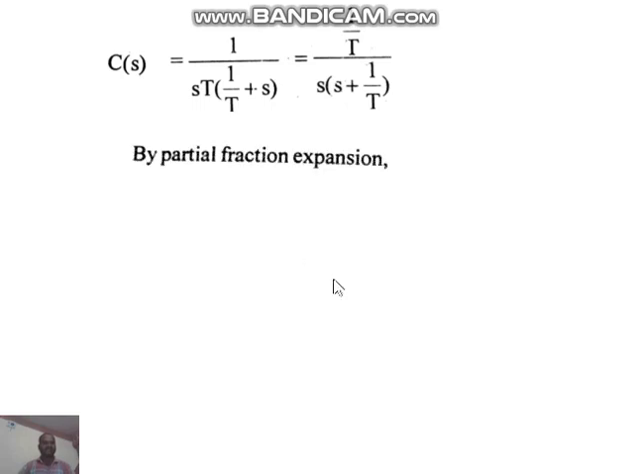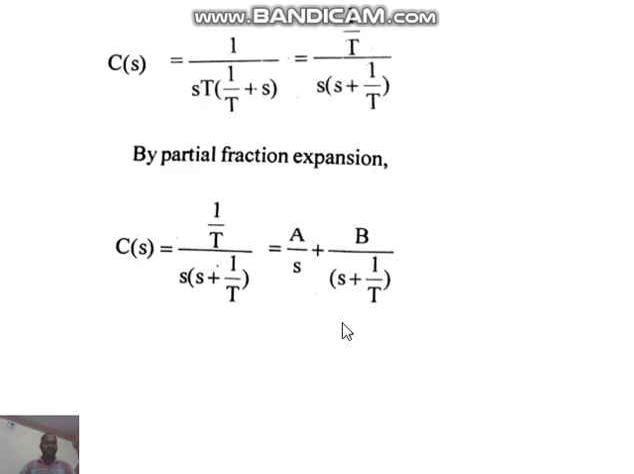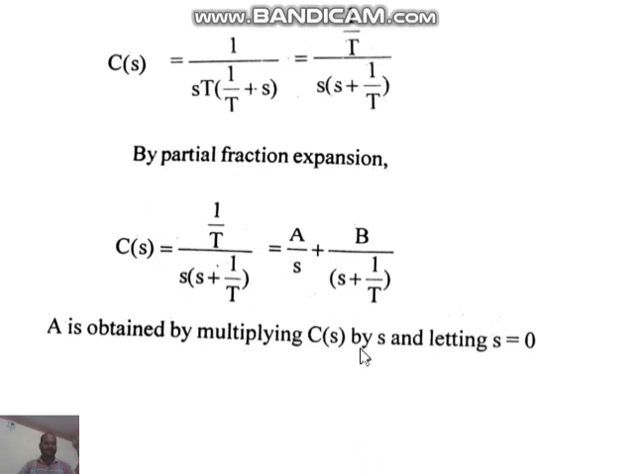So apply the partial fractions. The equation is C of s equal to 1 by T by s into (s plus 1 by T). I have already given the formulas for first order, case 1, case 2 and case 3. This is the simple case, case 1 of partial fractions. Therefore, A by s plus B by (s plus 1 by T). By cross multiplying, we find the values of A and B. A is obtained by multiplying C of s by s and letting s equal to 0.